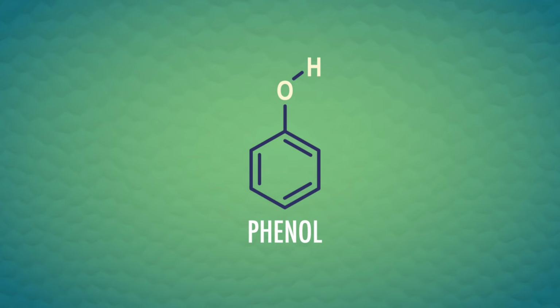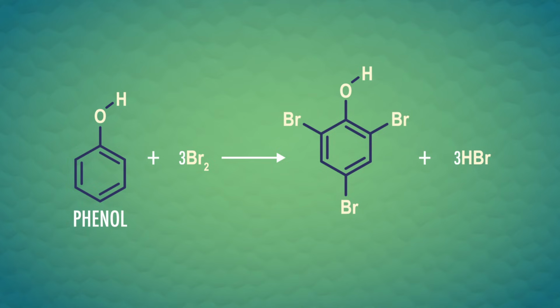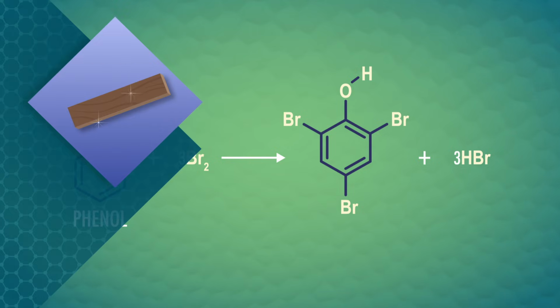Now that we've worked with an EWG, let's meet an EDG, phenol. It's well known that phenol activates the ring. We know that benzene doesn't react with bromine without a catalyst, but phenol does react spontaneously. In fact, it's so ready to react, the reaction keeps going until we make tribromophenol, or TBP. TBP smells antiseptic and has several uses, including as a fungicide, wood preservative, and for making flame-retardant materials.